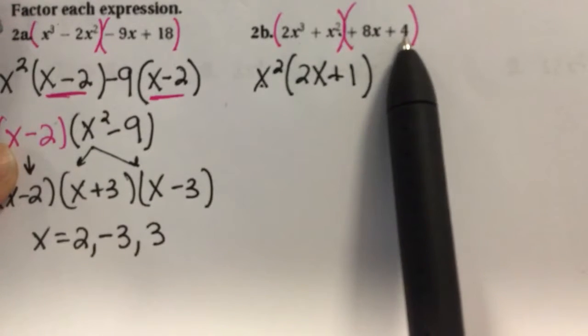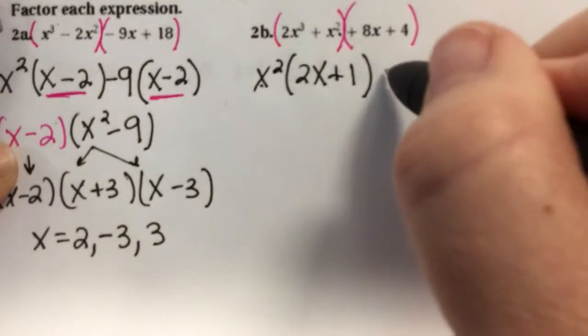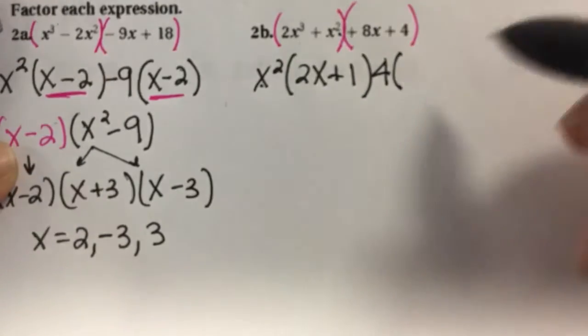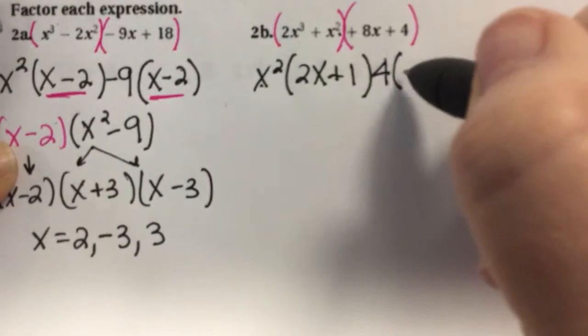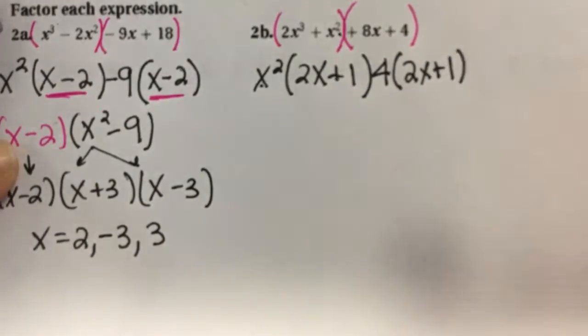Now, when I look here, I see that there is 4. 4 is a multiple of both 4 and 8. So let's go ahead and pull the 4 out. I don't have any negative numbers, so I don't have to worry about pulling out a negative. So 8x divided by 4 is 2x. 4 divided by 4 is 1.